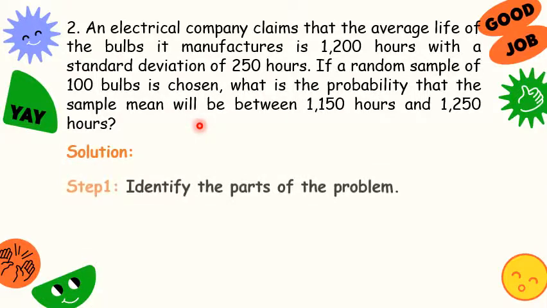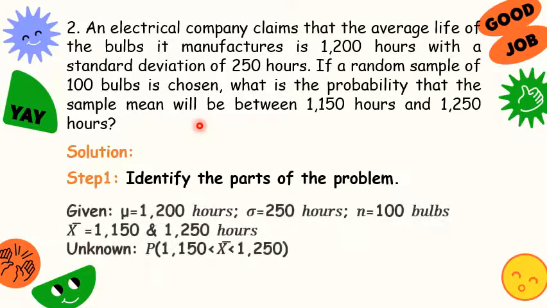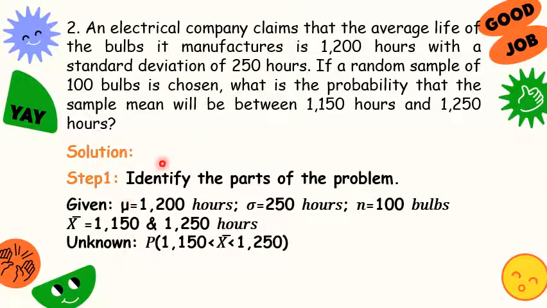So, solution, step 1, identify the parts of the problem. So, mga given natin, the population mean, yung 1,200 hours. Yung ating population standard deviation, 250 hours. Yung sample size, 100 bulbs. Yung ating X, yung ating sample means, dalawa yan, 1,150 hours and 1,250 hours. Ang unknown, the probability that the sample mean is in between 1,150 and 1,250.